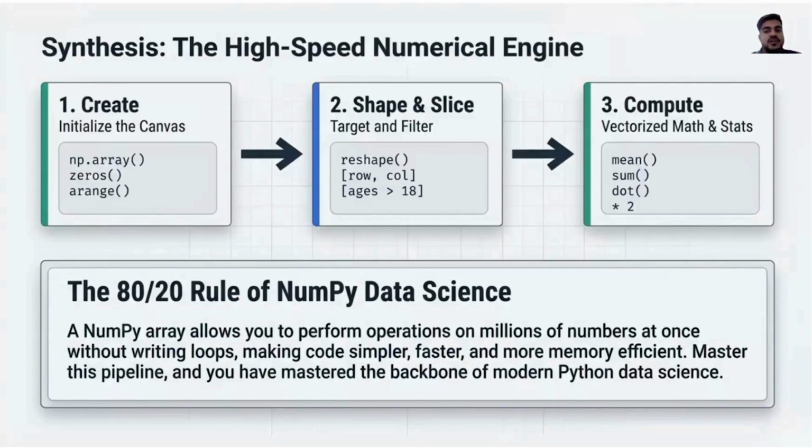Now moving towards the next slide, where we get the synthesis, the high-speed numerical engine, to synthesize everything we have covered. Mastering NumPy comes down to a simple three-step high-speed numerical pipeline. First, create your canvas. Second, shape and slice your target. Third, compute using vectorization, math, and statistics. This is the 80/20 rule. If you can master this pipeline, you can operate on millions of numbers at once without loops. You have mastered the backbone of modern Python data science.